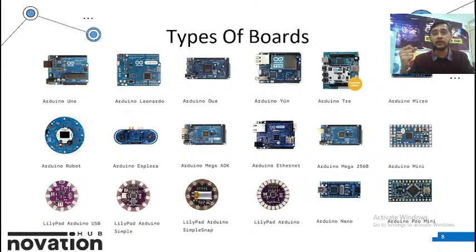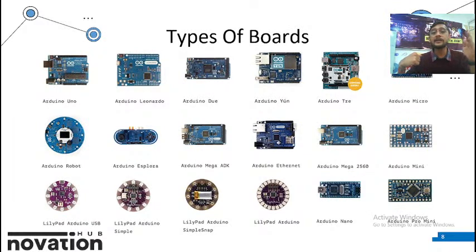So different types of Arduinos are available in the market. You can see Arduino Uno, this is a development board. Arduino Leonardo is also a development board. Arduino Due, Yun, Tre, Micro, Robot, you can see LilyPad, Mega, Mini, Nano. Okay, so these are all types of the electronic boards.